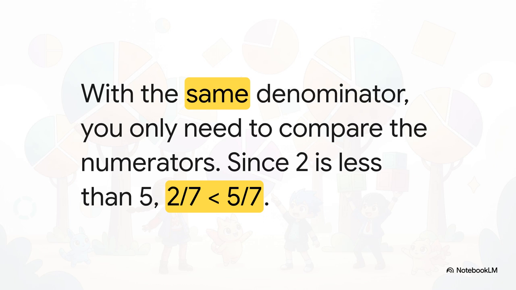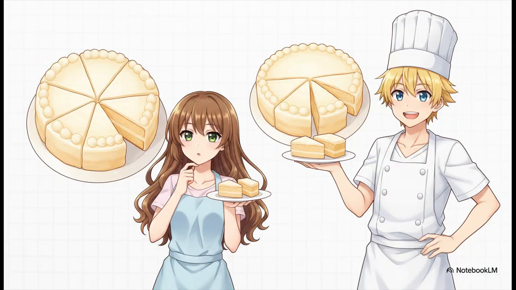It's that simple. Now this one can feel a little backwards at first, so listen close. When the top numbers are the same, like in 2/7 and 2/5, you have to look at the bottom number. And here's the secret rule. The bigger the denominator, the smaller each piece is. Just think about it. Would you rather have 2 slices of a cake cut into 5 huge pieces, or 2 slices of a cake cut into 7 tiny little slivers? You'd want the bigger pieces from the cake cut into 5, right? So 2/5 is actually bigger than 2/7.